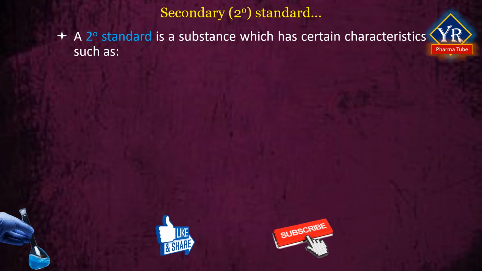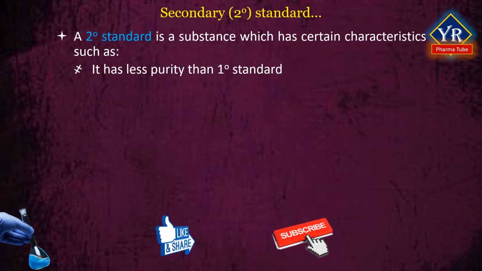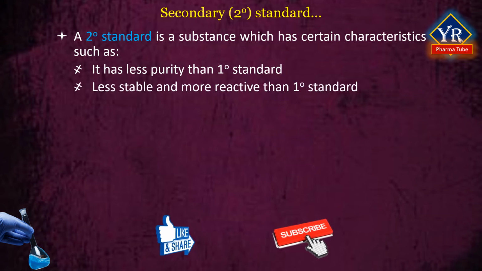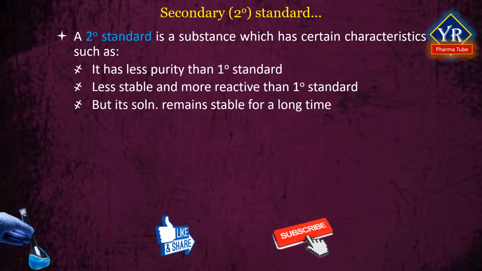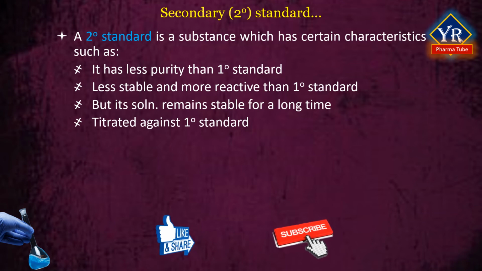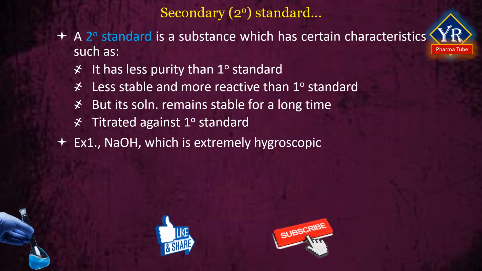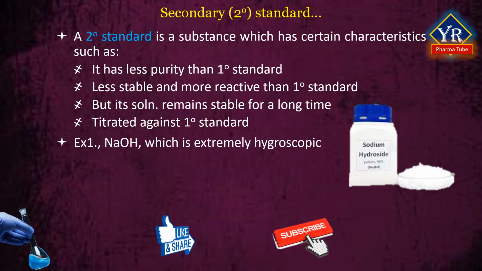A secondary standard is a substance which has certain characteristics such as it has less purity than a primary standard, less stable and more reactive than a primary standard, but its solution remains stable for a long time and it is titrated against a primary standard. Usually, a secondary standard is a chemical fit for being a standard chemical yet does not meet the requirements of a primary standard. The best example is anhydrous sodium hydroxide.